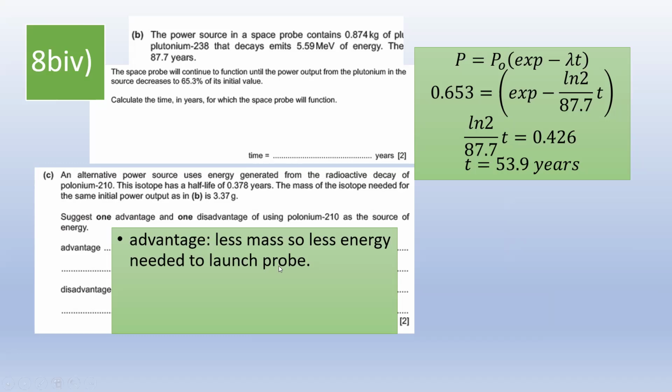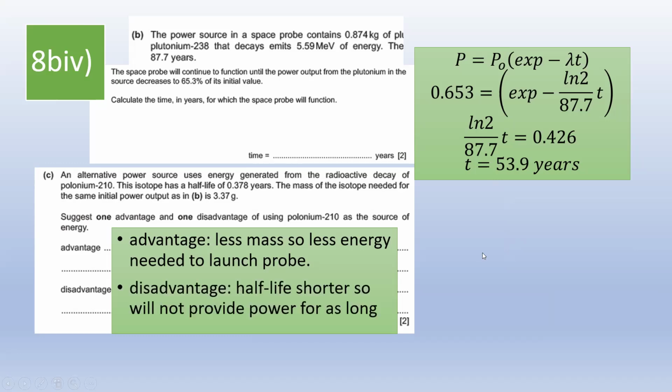Disadvantage refer to this one. Its half-life is very short. So it means that the number of years it can last is less than this one. So that's a disadvantage. Half-life shorter, so it will not provide power for as long. Right? Why shorter time? Shorter than this one.